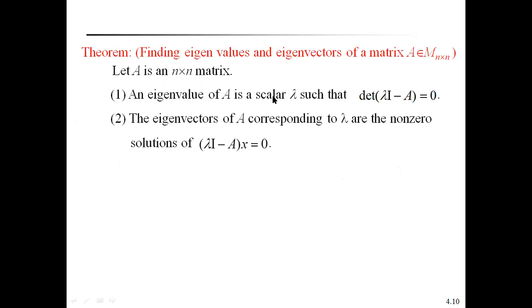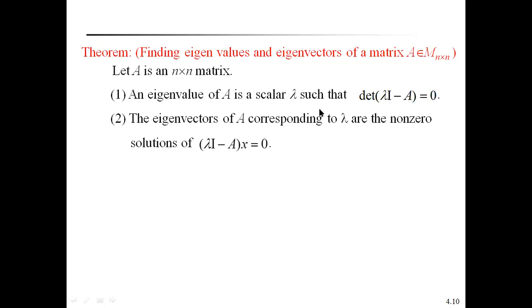Finding the eigenvalues and eigenvectors of a matrix. A belongs to M by N matrix, and here M is also N, so let A be an N by N matrix. An eigenvalue of A is a scalar lambda such that det(lambda I minus A) is equal to 0. This is called the characteristic equation of lambda.